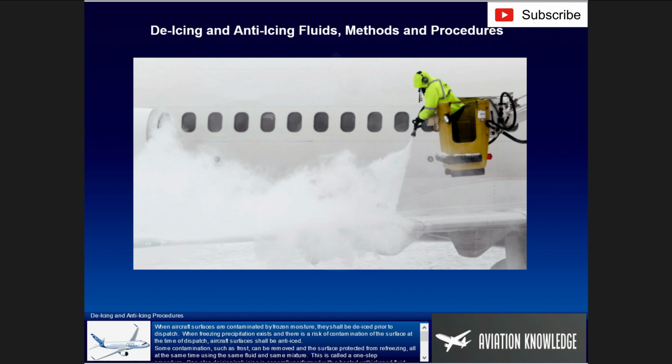When aircraft surfaces are contaminated by frozen moisture, they shall be de-iced prior to dispatch. When freezing precipitation exists and there is a risk of contamination of the surface at the time of dispatch, aircraft surfaces shall be anti-iced. Some contamination, such as frost, can be removed and the surface protected from refreezing, all at the same time using the same fluid and same mixture. This is called a one-step procedure. One-step de-icing, anti-icing is generally performed with a heated, unthickened fluid.